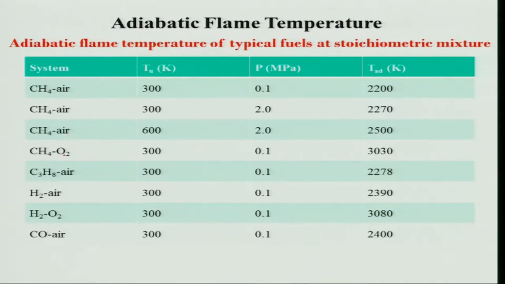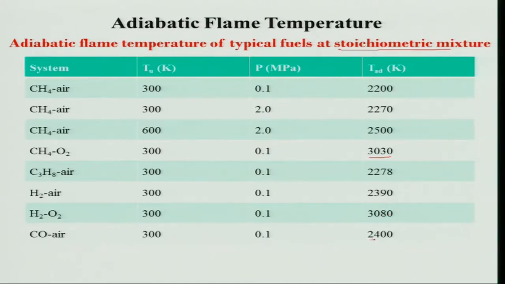And if instead of air, I use oxygen, what do I get? I get something like 3030 Kelvin as compared to 2200. That means around 830 difference. And if I look at propane, you get 2278 Kelvin. If you look at most of the hydrocarbons, of course for the stoichiometric mixture, it will not vary much, it will be hovering around 2200 Kelvin, right. You should keep in mind roughly 2200 to 2300 Kelvin is the range for the adiabatic temperature of most hydrocarbon air mixtures. Whereas for hydrogen, it is 2390 Kelvin, and of course hydrogen oxygen will again go to the 3000 order.